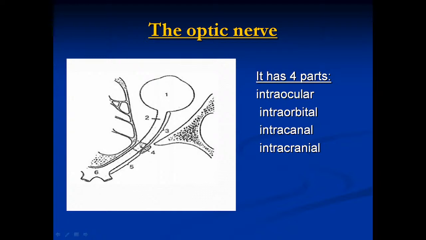Next, intracanal part, which goes through the optic canal, number 4 in the picture. And the last part, intracranial part, number 5, located inside the skull, and goes until the optic chiasm. Once again, the optic nerve has 4 parts: intraocular part, intraorbital part, intracanal part, and intracranial part, until the optic chiasm.